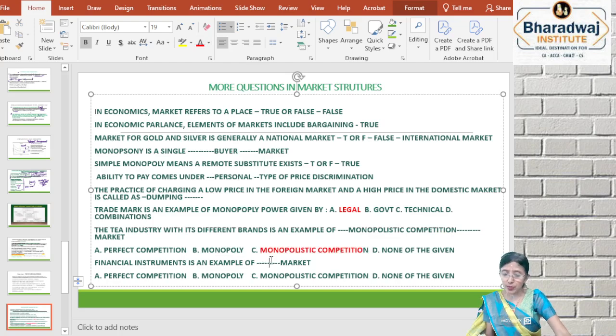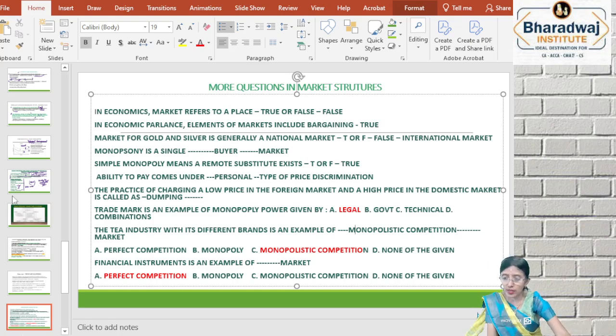Financial instruments is an example of perfect competition. Isn't it? We said perfect competition was conventionally considered a myth, but now economists have started citing certain examples, like gold and silver market, financial instruments, agricultural commodities. Few examples I've given for you: agricultural commodities, financial instruments, precious metals. Okay. So that is where it is.